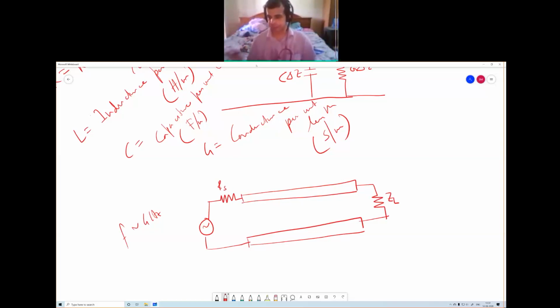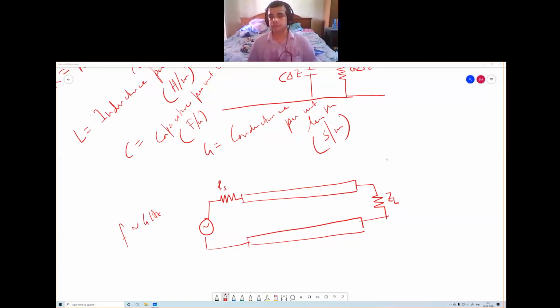We cannot use KVL and KCL directly, because now the frequency is much larger and the wavelength is comparable to the circuit dimensions. So how to solve the problem? Can you give some idea? KVL and KCL cannot be directly applied. Anyone who wants to contribute, either by talking or by typing? Either way it is fine.